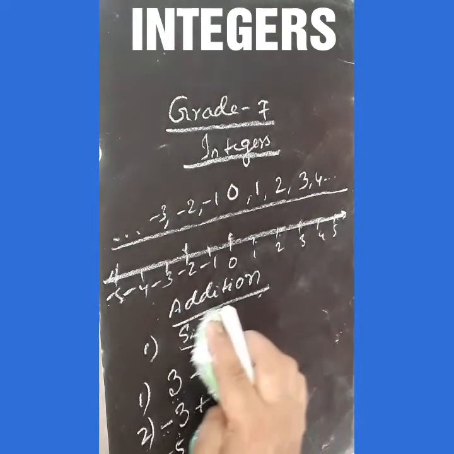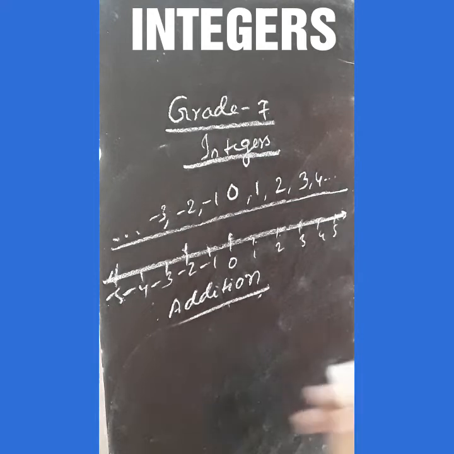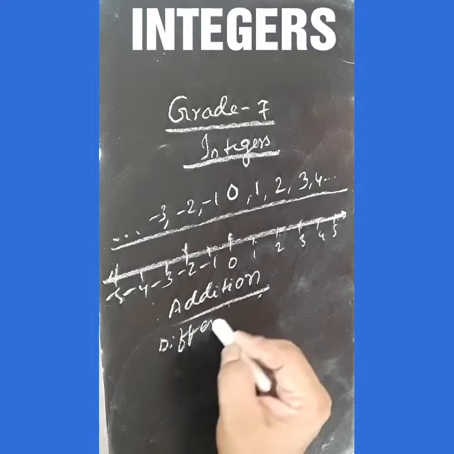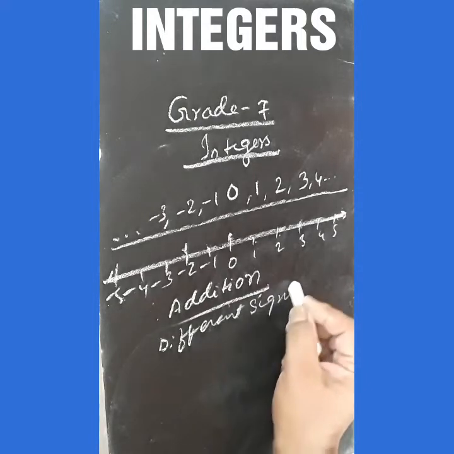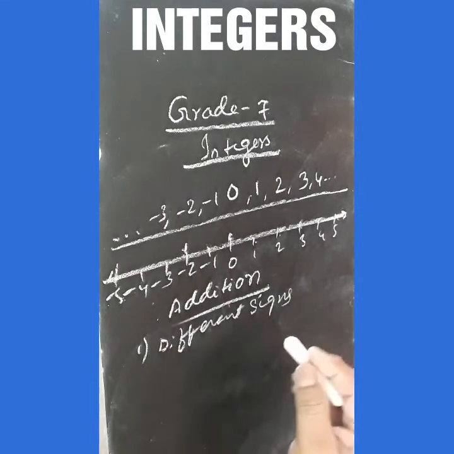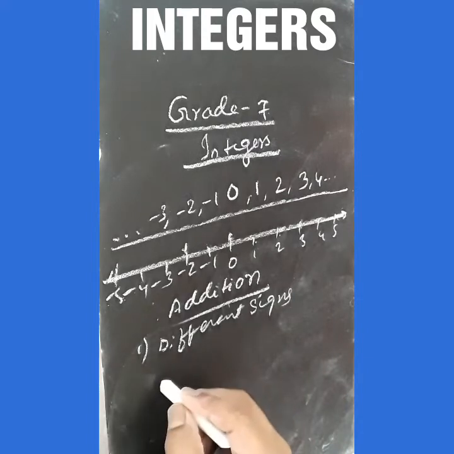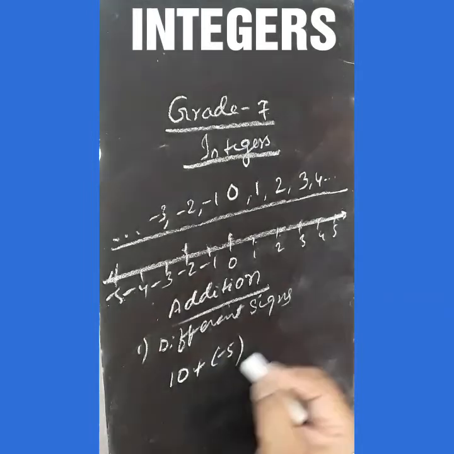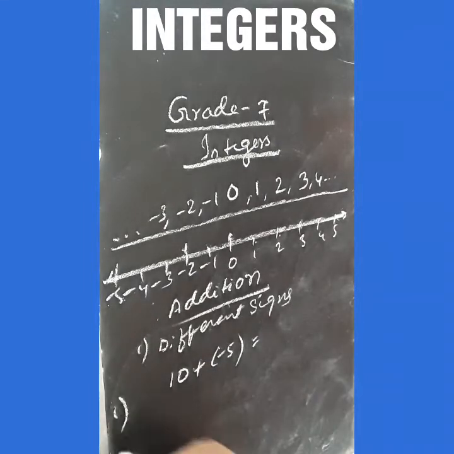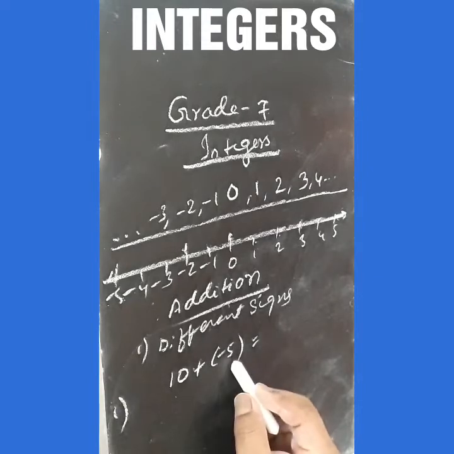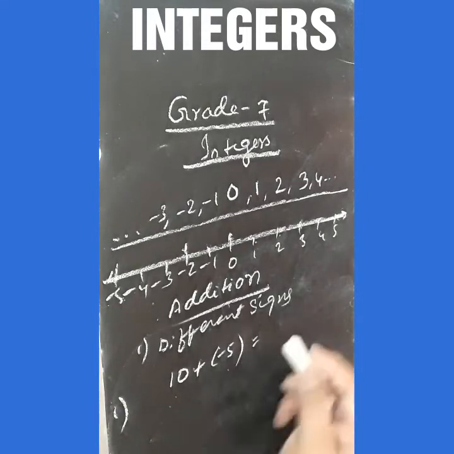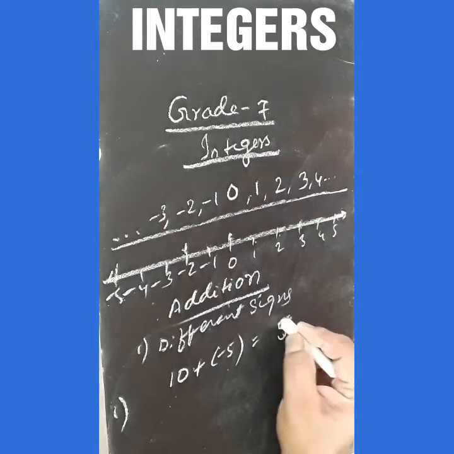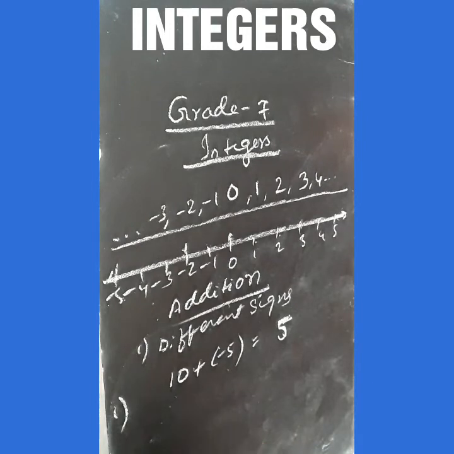Now we are going to see how we can add integers with different signs. Integers with different signs means one is positive, the other is negative. Then what will we do here? Suppose we take an example: 10 and -5. We have to add 10 and -5. Then we will find their difference first. 10 minus 5 we get 5, and we will put the sign of the number which has greater absolute value.